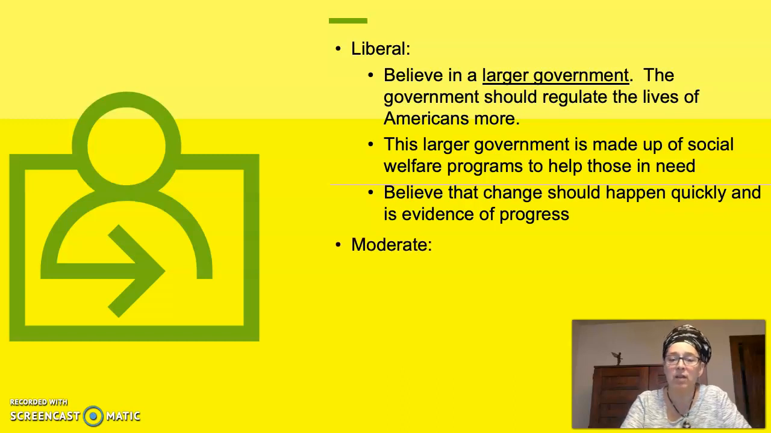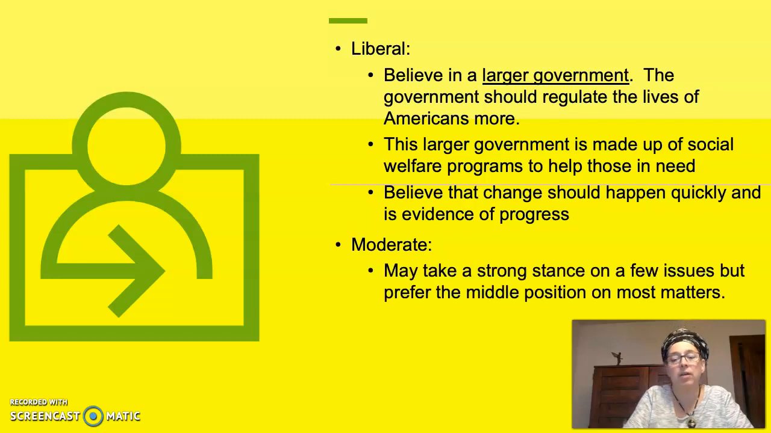Now, in between those, we have what's called a moderate. Okay, a moderate may take a strong stance on a few issues, but prefer the middle position on most matters. Now, a moderate may hold a fiscal opinion. Maybe fiscal means money, that's economics. They may be fiscally conservative, and yet they may be socially liberal.